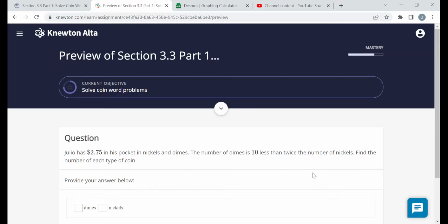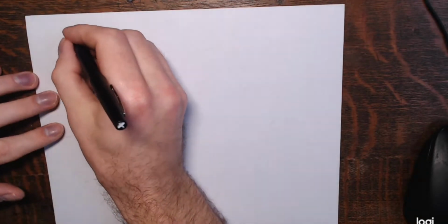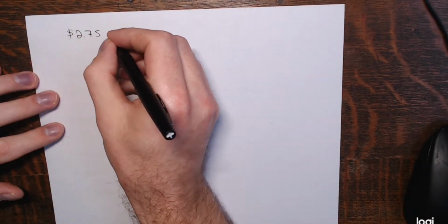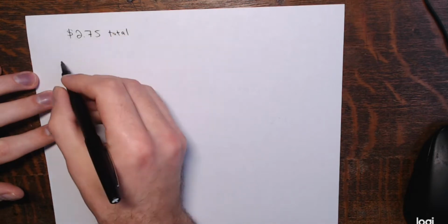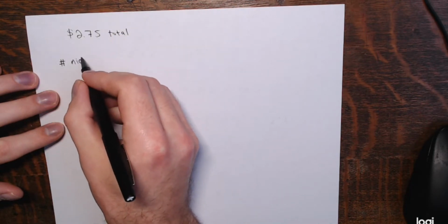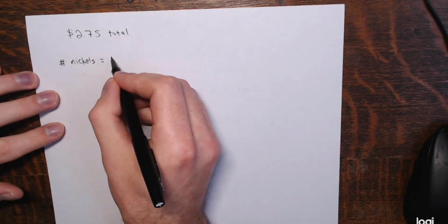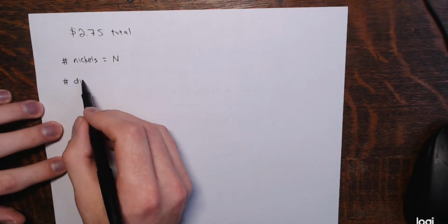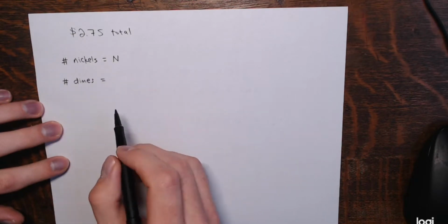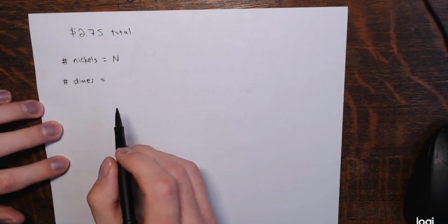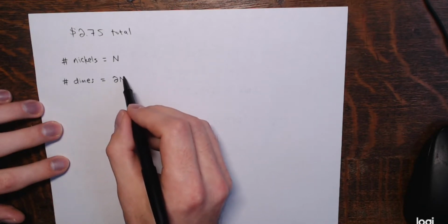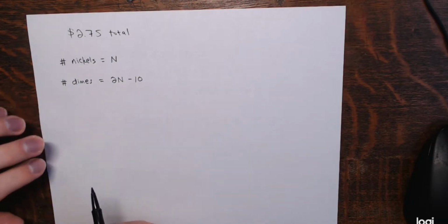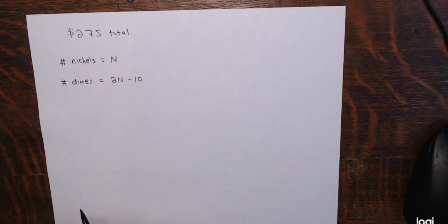All right. So very, very similar problem for all of these, as you've noticed, I'm sure. So we have $2.75 total. This time I'm going to call the number of nickels some letter. So how about N for nickels? And they told us the number of dimes Julio has is 10 less than twice the number of nickels. So if we took twice the number of nickels, 2n, and then subtract 10, that's how many dimes he has. And then find the number of each coin.